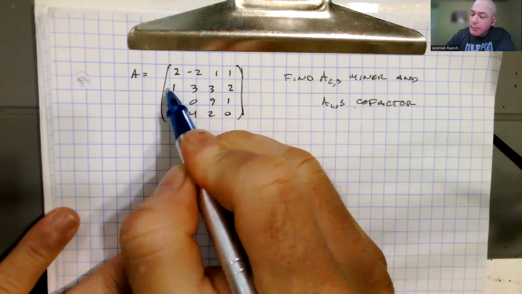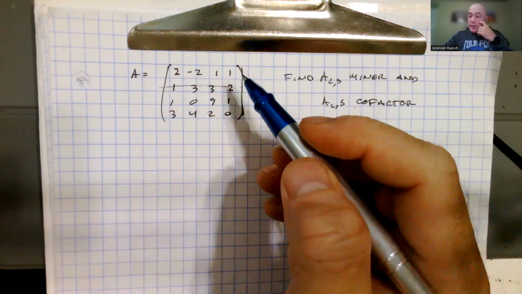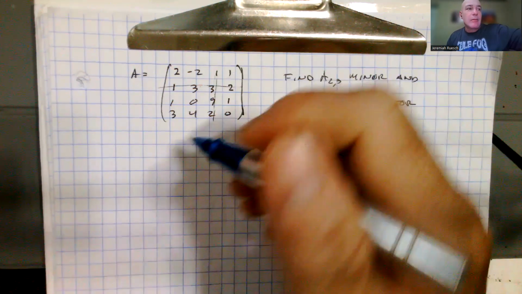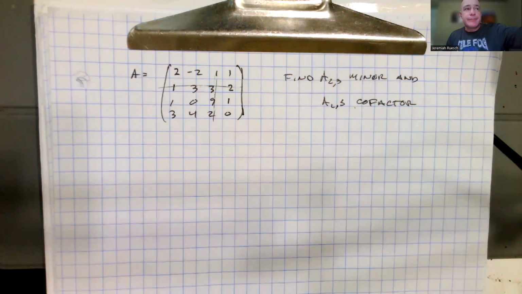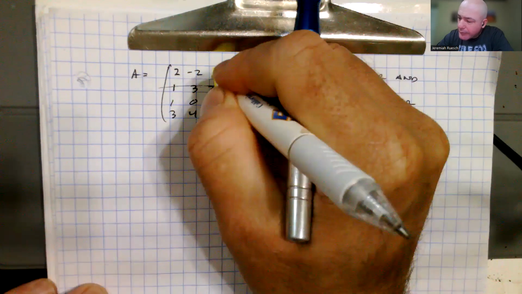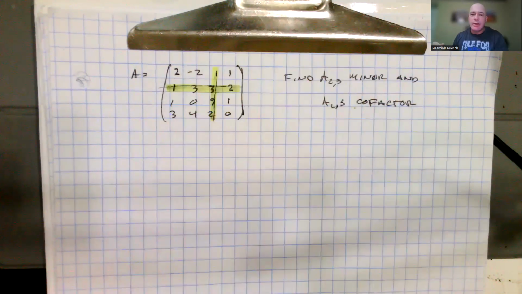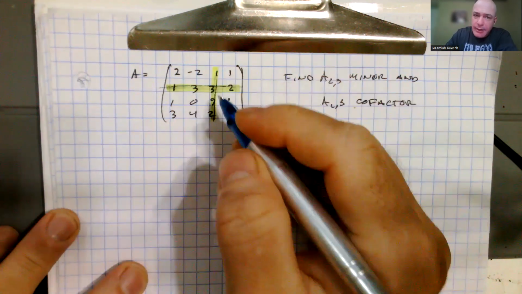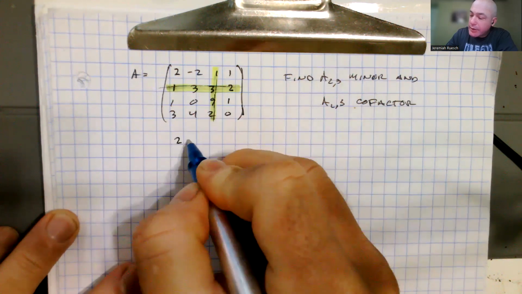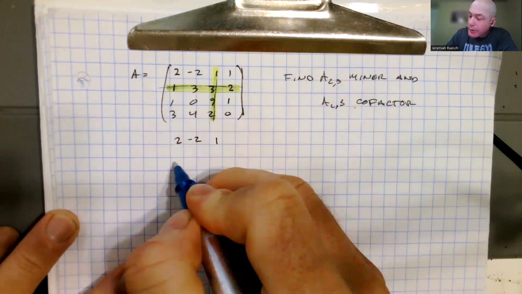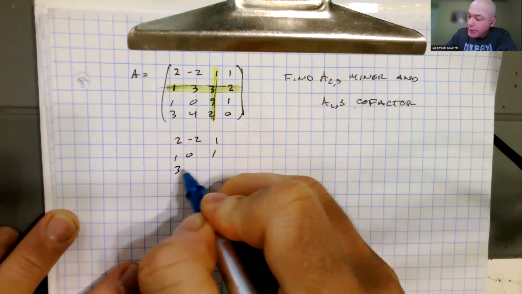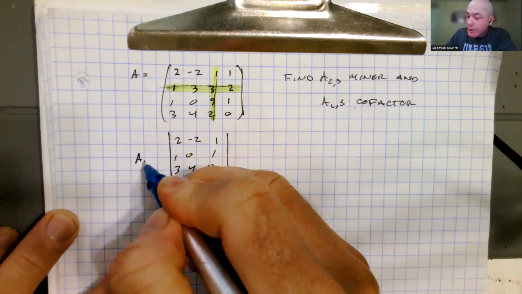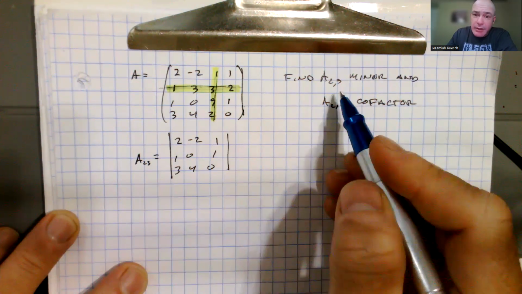So we're going to imagine that we blot out this row and this column, and we only consider the submatrix that's there. So we're going to exclude that cross there, that second row and the third column. The matrix that we're going to consider then is 2, -2, 1, and then we have 1, 0, 1, and then 3, 4, 0. This is the matrix we're going to play with to find the minor.